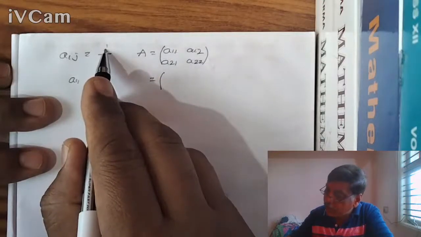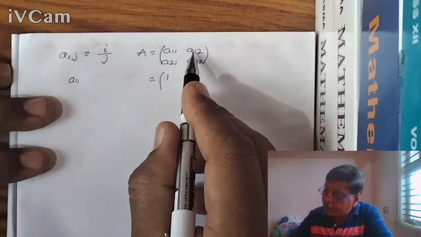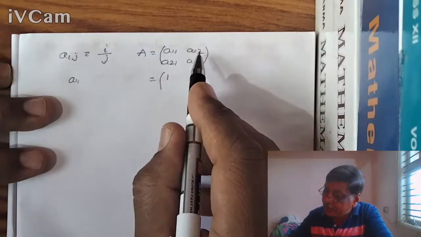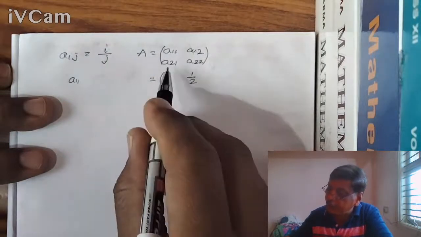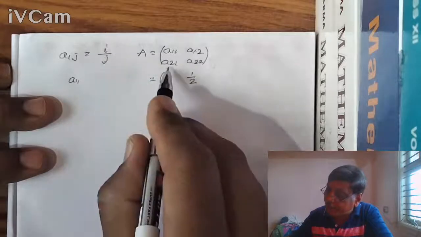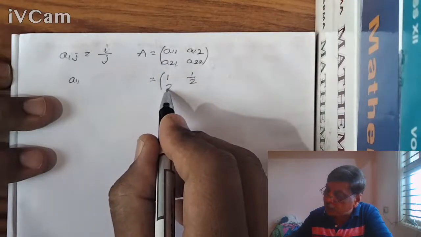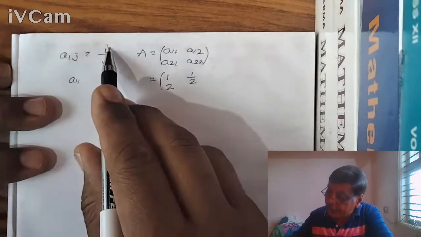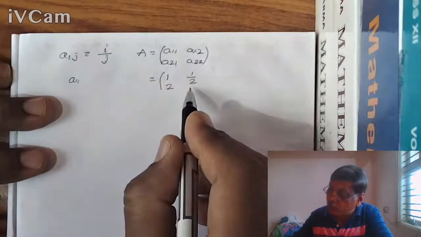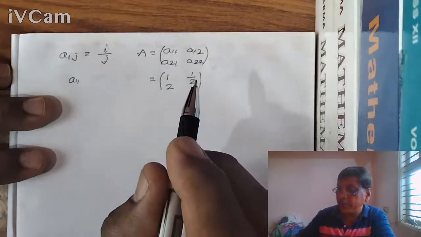A11 equals, if the question is very easy, we can write directly. A11 means 1 upon 1, it gives 1. Got it? Here second, i is 1, j is 2, 1 upon 2, so this is 1 by 2. Next, i is 2, j is 1, that is 2 upon 1, which is 2. Next, A22: i is 2, j is 2, 2 upon 2, that is 1. Okay, got it?